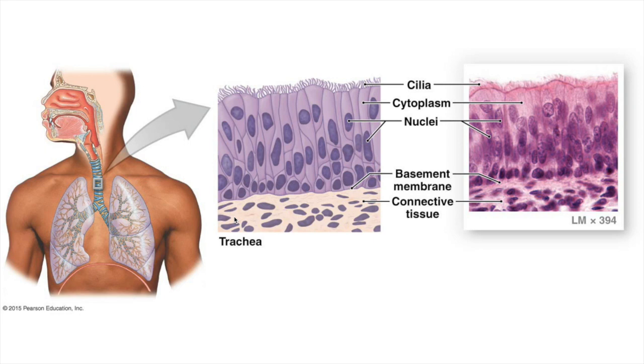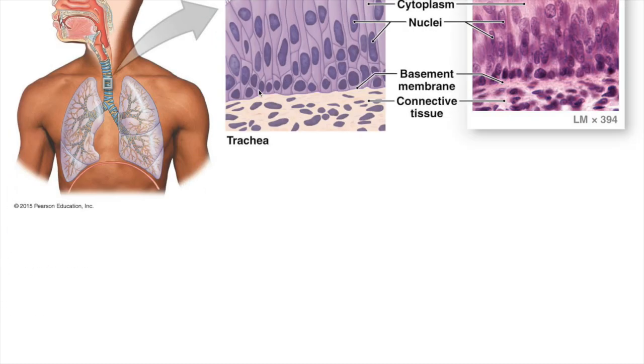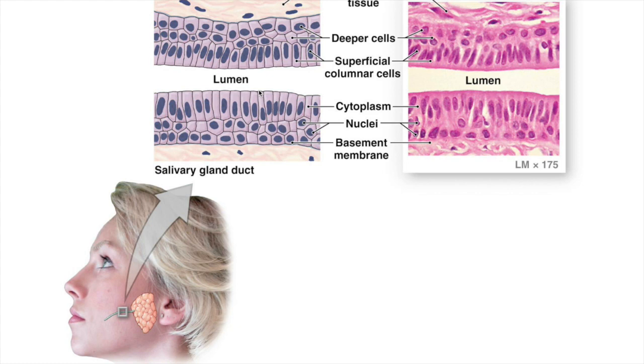Then we have what's called pseudostratified columnar epithelium, and we see this lining the nasal cavity and the trachea, and it's covered with mucus, and it's also covered with cilia that can move things away from the lungs. So this is pseudostratified columnar epithelium. It provides protection and it contains cilia. Then very rarely we see stratified columnar epithelium. We see it lining some ducts, such as in the salivary gland and in the pancreas.